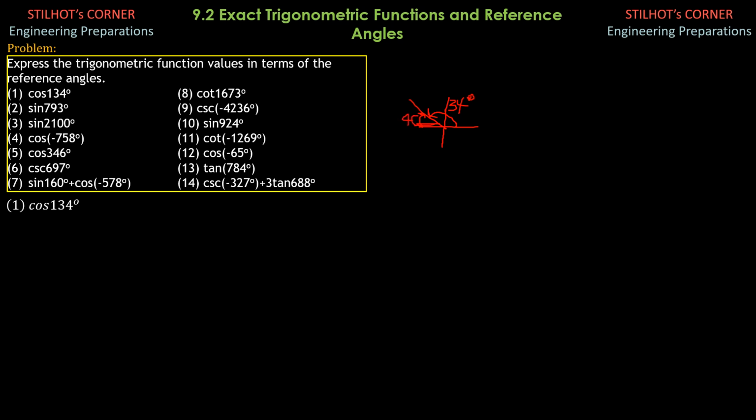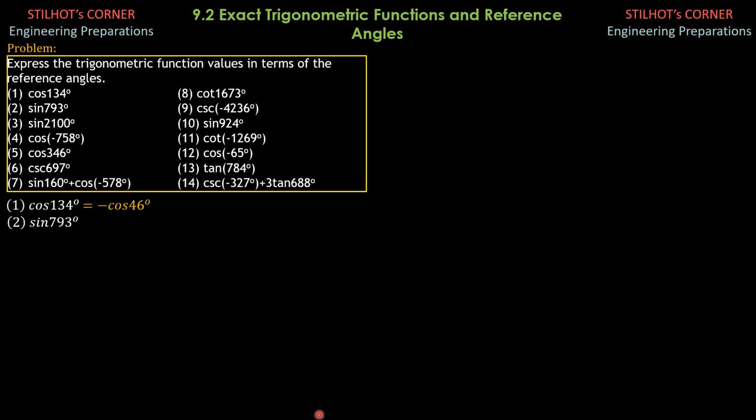Since the cosine function is negative in the second quadrant, therefore cosine of 134 is equal to the negative of cosine of this reference angle 46. So that is equal to negative cosine of 46 degrees. So that's for that part. So I'll erase this for the next case. Sine of 793 degrees, positive 793 degrees.